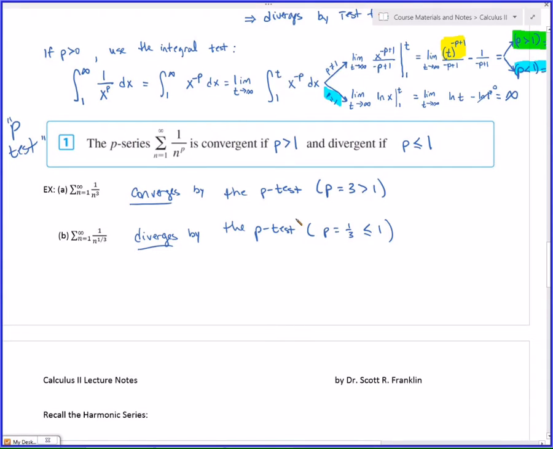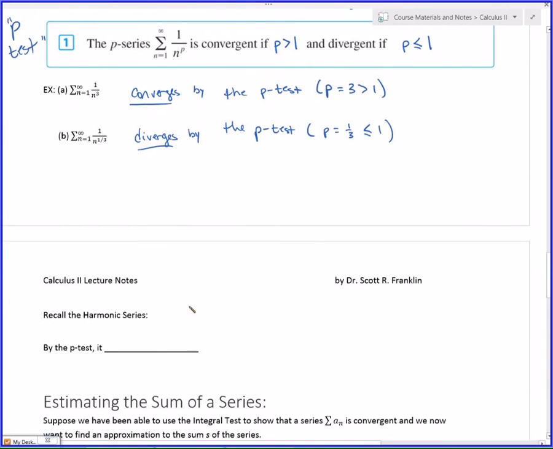At the very beginning of class at 9 this morning, we introduced something called the Harmonic Series, which was this one. That's 1 plus 1/2 plus 1/3 plus 1/4 plus and so on. By the p-test, what do you know? Diverge or converge? It's less than or equal to, so diverges, because p is equal to 1.